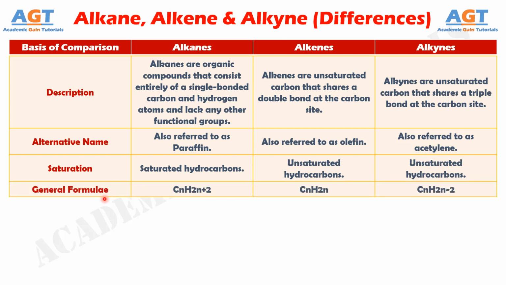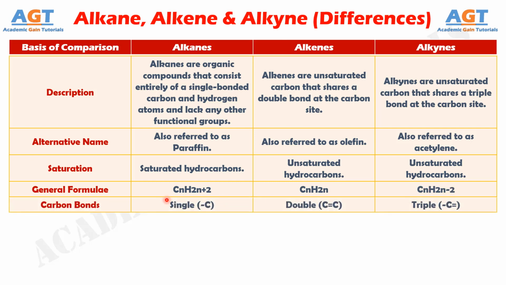If we differentiate them in terms of general formulae, the alkanes have the general formula CnH2n+2. The alkenes have the general formula CnH2n. The alkynes have the general formula CnH2n-2.